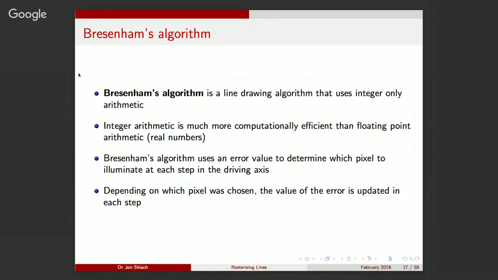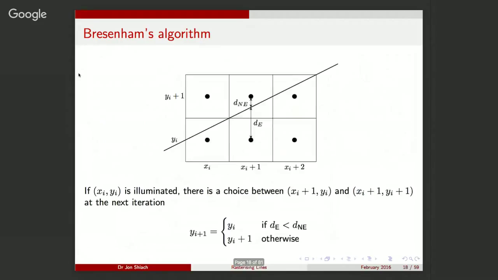Okay, what Bresenham's algorithm does is, for each pixel, it uses the error between the pixel and the idealized image. If you think about it, as we step along the x direction, we're choosing between two pixels in the y direction. We have an error associated with each pixel, and we choose the one with the smallest error. So we have logic rather than calculations determining which pixel we illuminate.